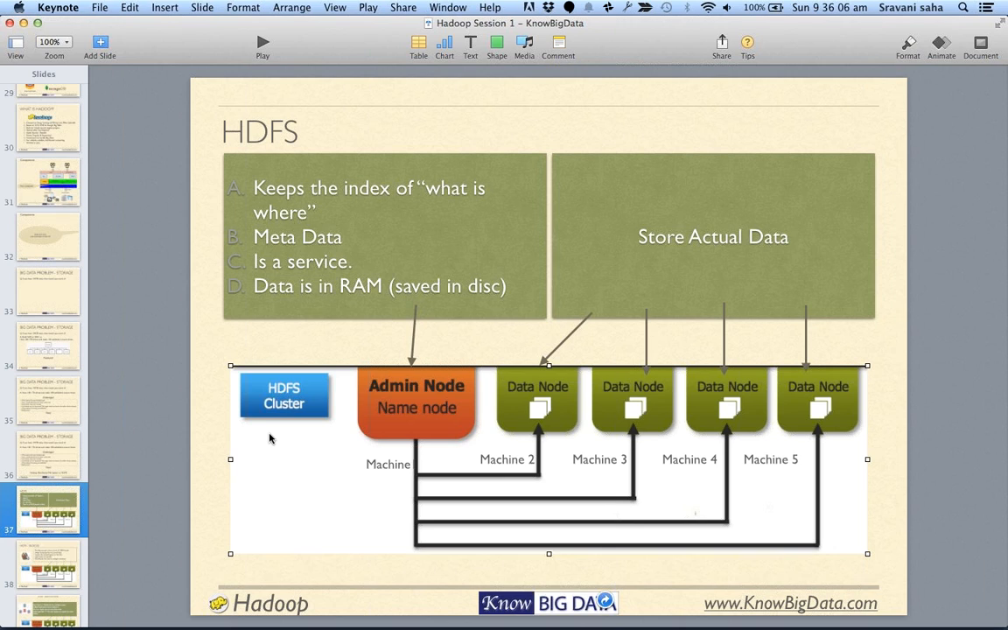These are basically computer programs or processes running on these machines. Although you can run them on the same machine, it does not make much sense to run all of these things on a single machine. The main objective is to utilize multiple machines to divide your data in order to achieve large scalability. So you have data nodes and you have a name node.